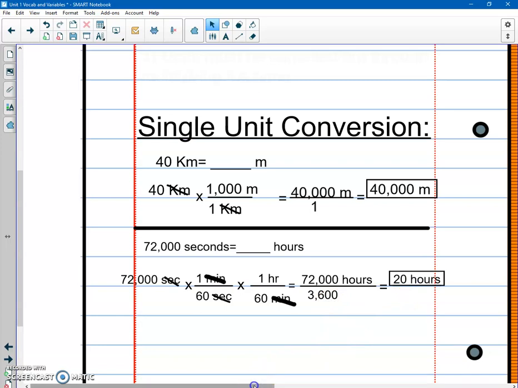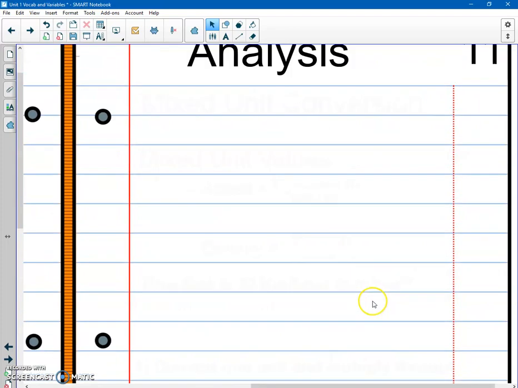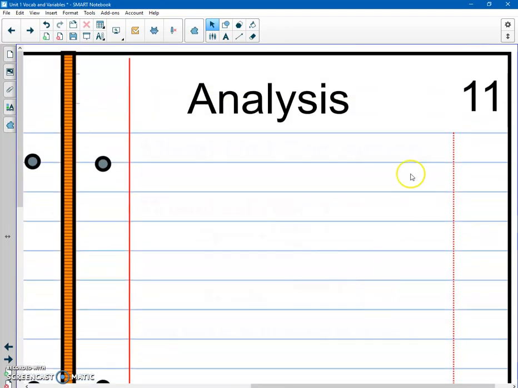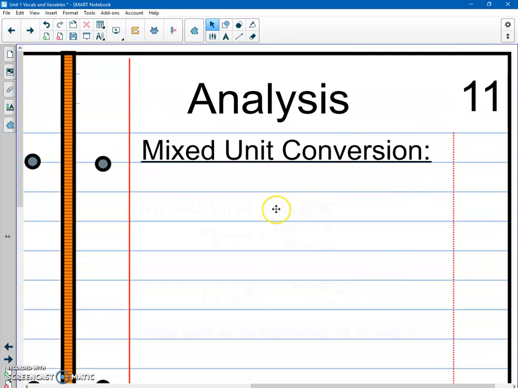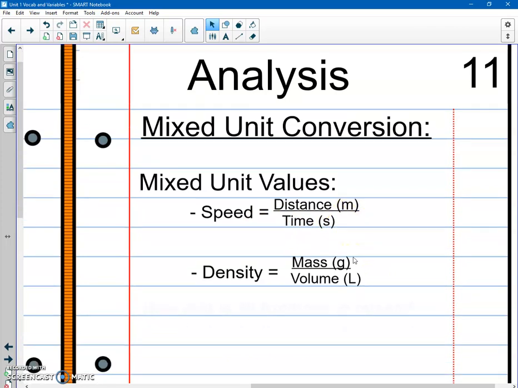Okay? I'm going to keep on moving along here, but you guys can rewind the video if you're getting confused, okay? So we have mixed unit conversions here listed at the top of page 11. Some mixed unit conversions are things such as speed or density. Now we've learned about those two things, and we've kind of learned about the properties and the units that go along with those. Well, we're going to learn how to convert, say, meters per second to kilometers per hour, or grams per milliliter to kilograms per liter, potentially, right?